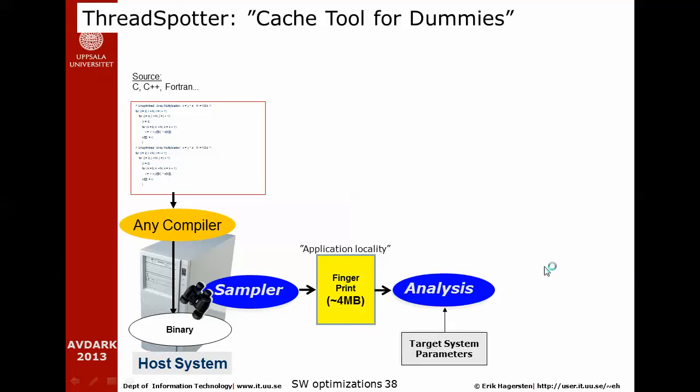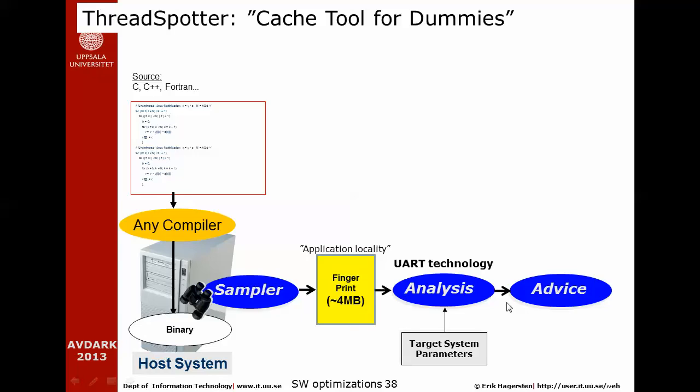And then we use some offline analysis where, when you do the analysis, you tell us what the properties of your target system look like, what cache sizes you have, what cache hierarchies you have, and so on. And this could be the same as the system where you capture the information, the host system, or it could be some other system you would like to do the analysis of. And all this sampler and analysis is based on the technology we have developed earlier in our research group.